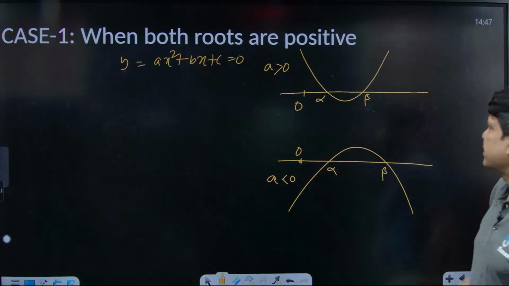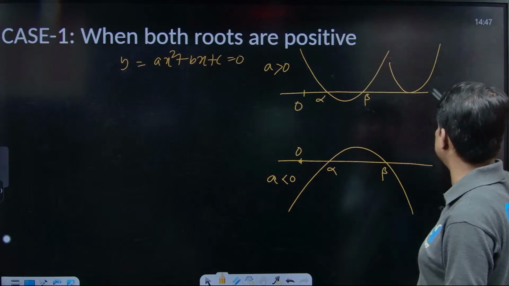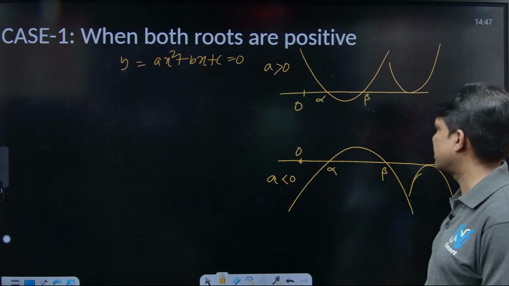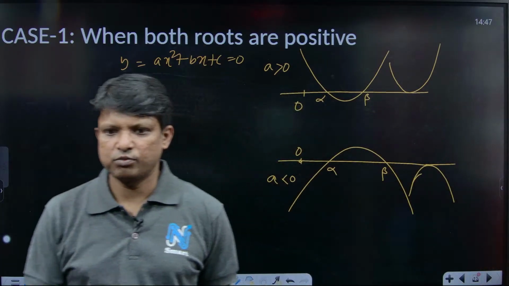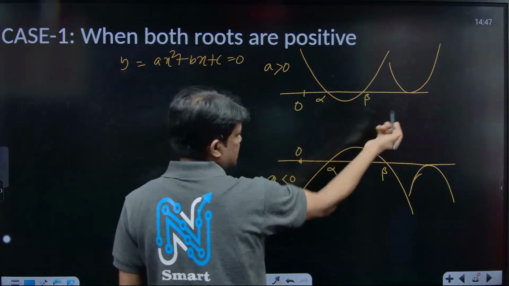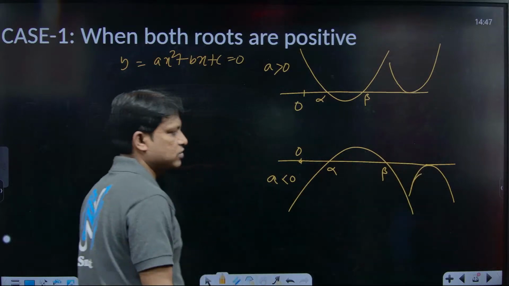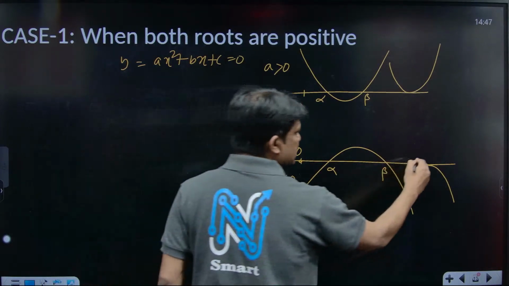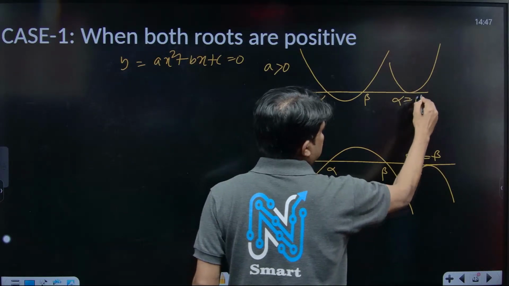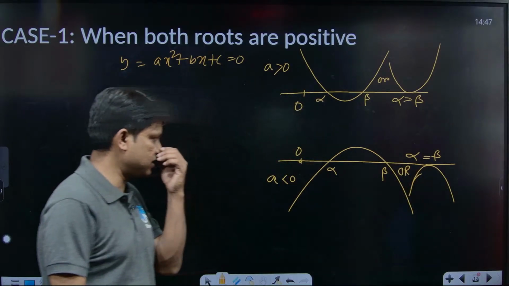Or maybe both roots are equal real roots, this type of case, in total 4 possibilities. If A is positive, these 2 cases are possible, or when A is negative, either this case or this case, both roots are equal. Here alpha equal to beta is possible, and here also alpha equal to beta, either this case or this case.